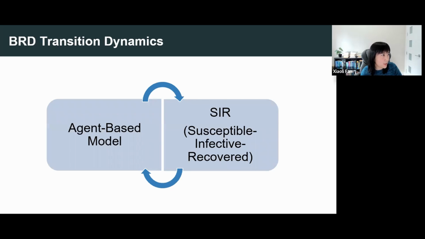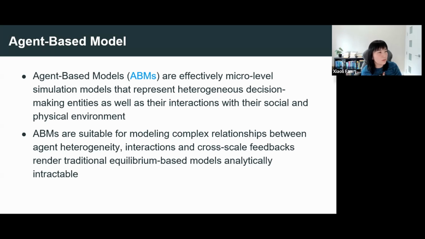That's the test and the antimicrobial management. I will spend a little bit of time on the disease transmission model. It's an integrated model. We use the agent-based model integrated with the SIR framework. We chose the agent-based model because it's a micro-level simulation model.